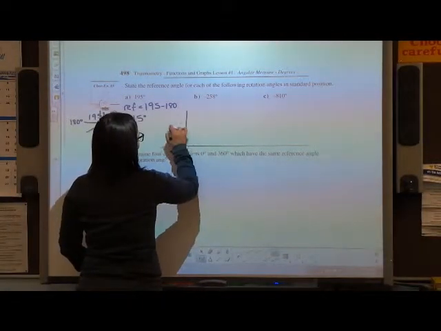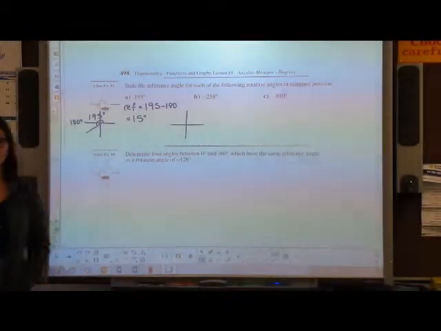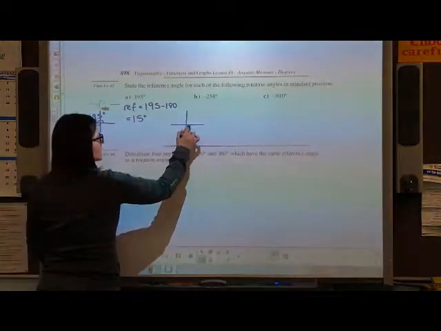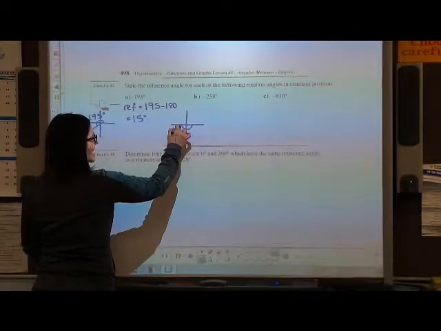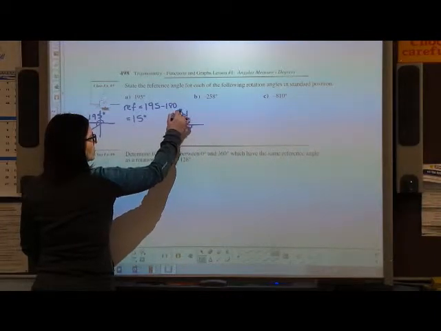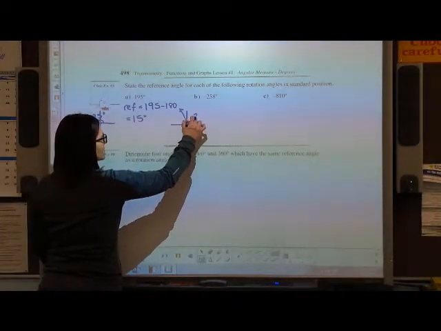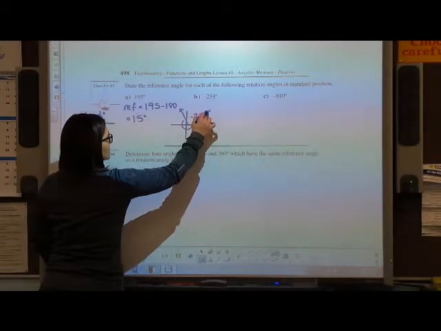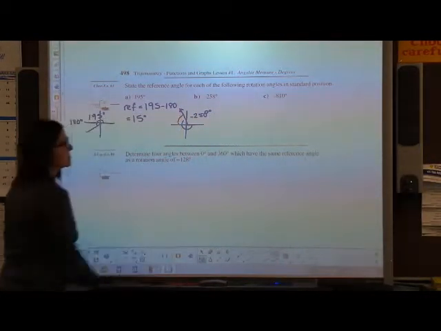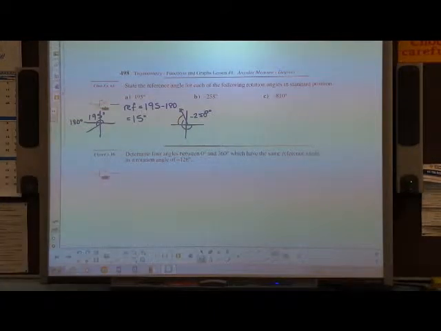Okay, negative 258 degrees. What quadrant would that put me in? Quadrant 2. Because this would be negative 180, and negative 270 would be up here. So there's my negative 258. And I want to know what this portion is here. So how would I figure that out?